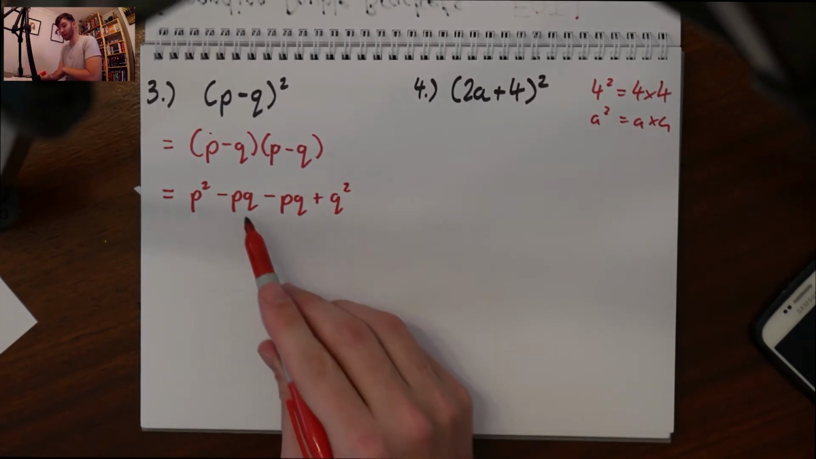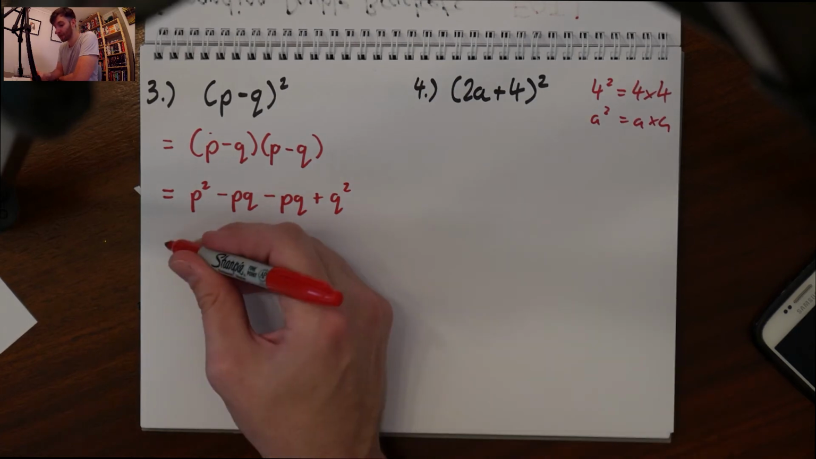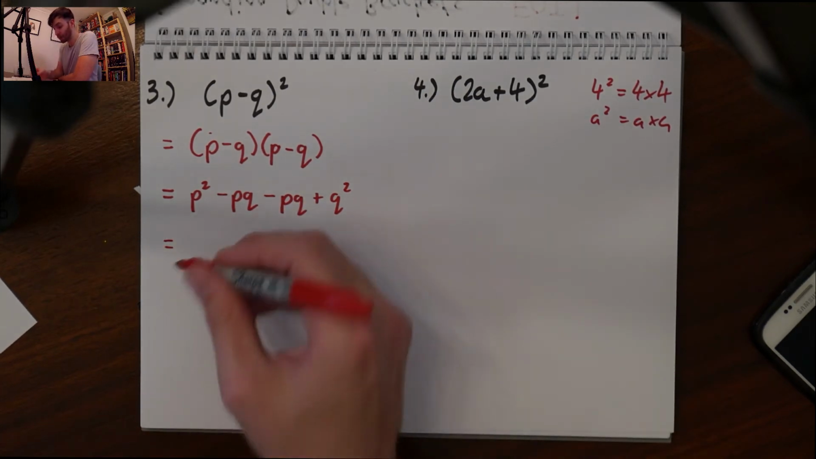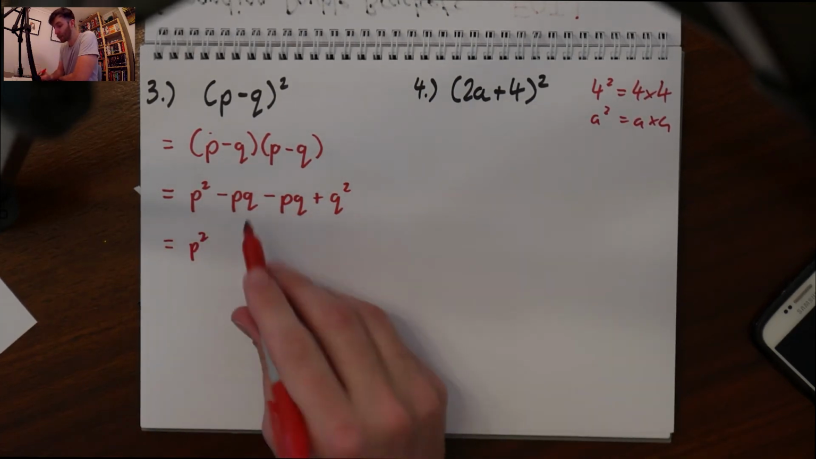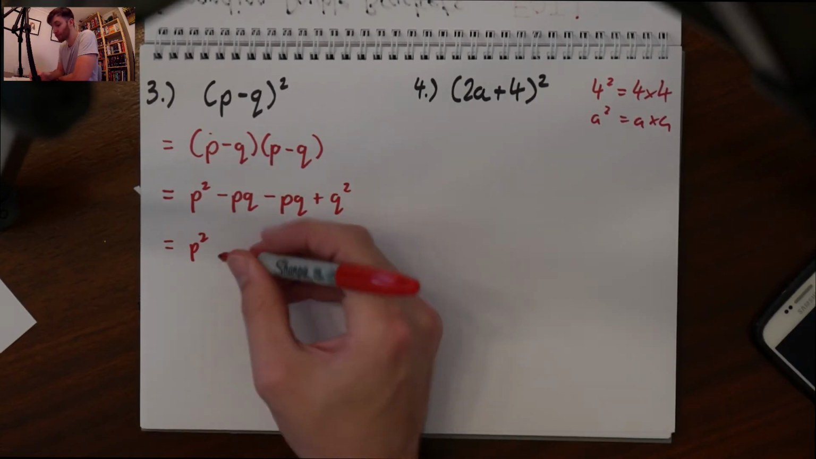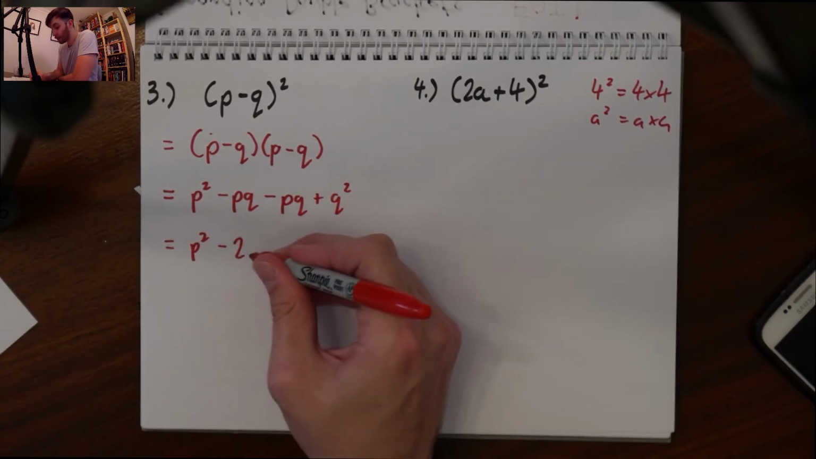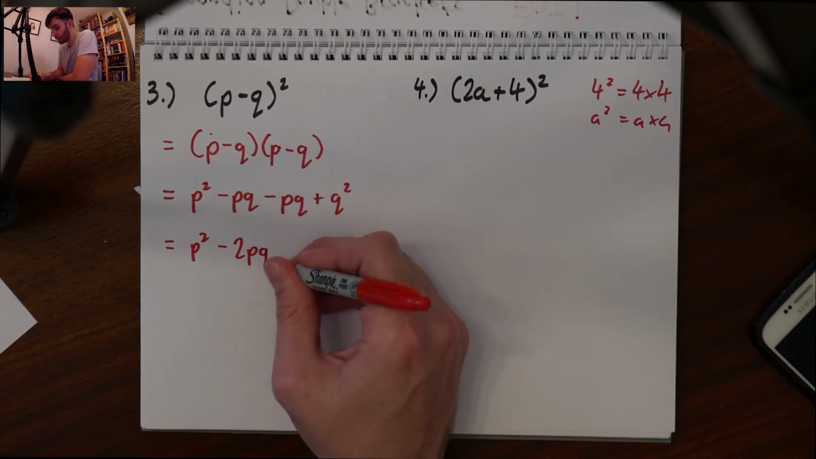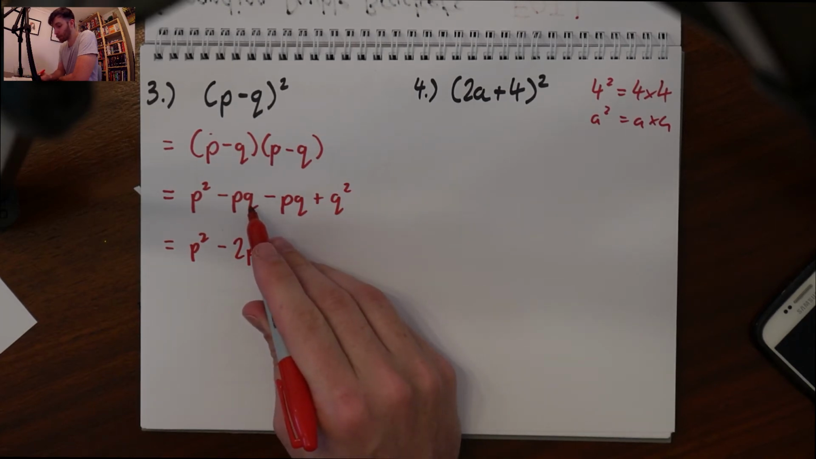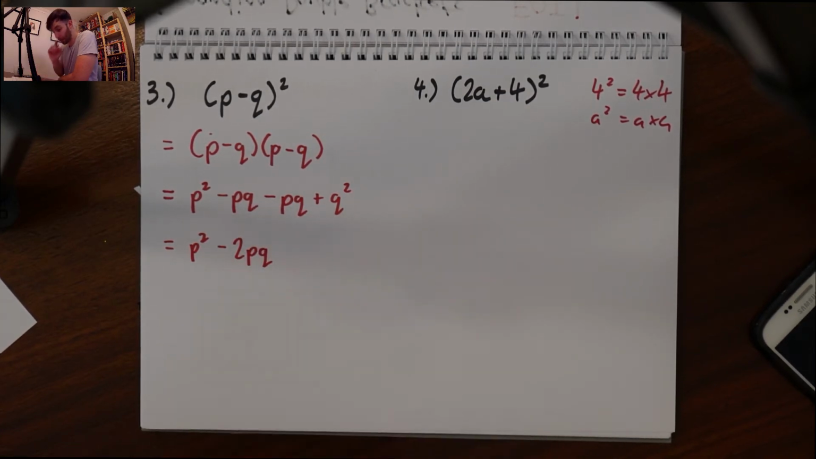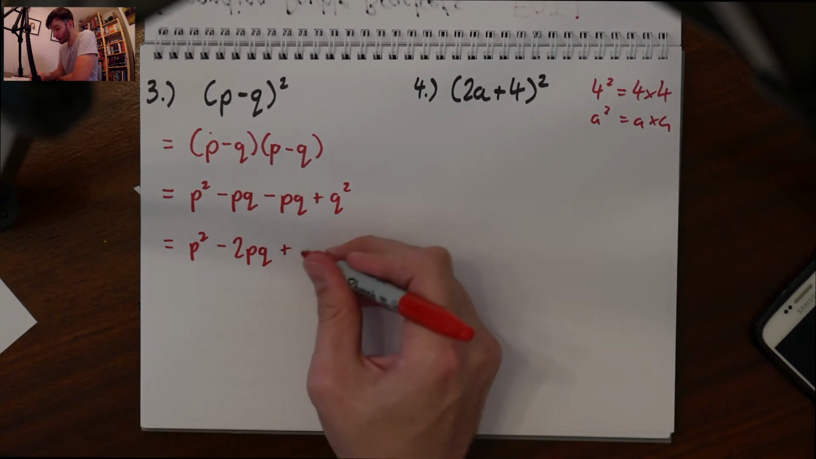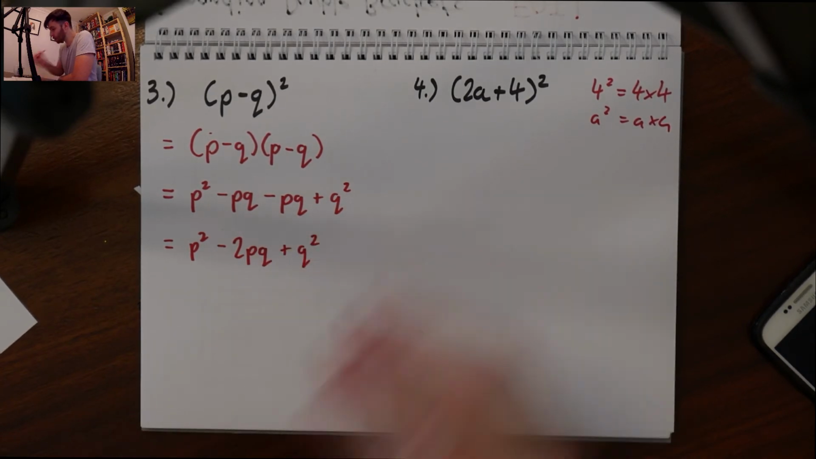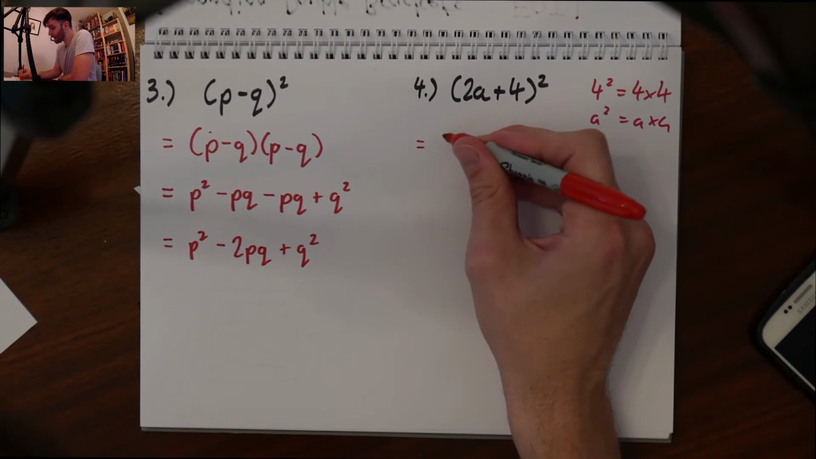Now the reason I've written these in alphabetical order is that it was convenient for one, but it also makes it a little bit easier to notice that we can simplify these two. So it'll be p squared take away 2 lots of pq, because pq take away pq is 2 lots of pq negative, plus q squared. Cool. And same applies to the next one.